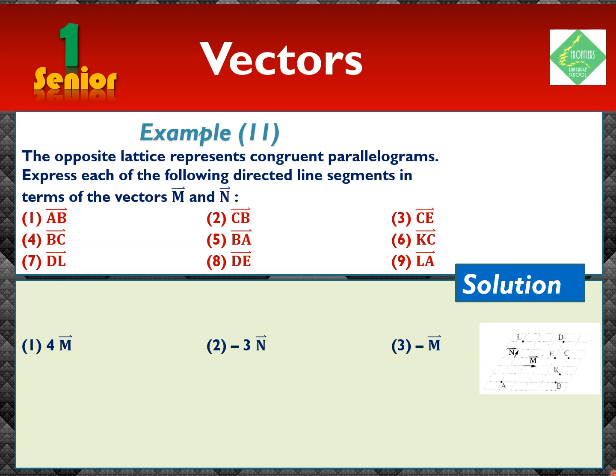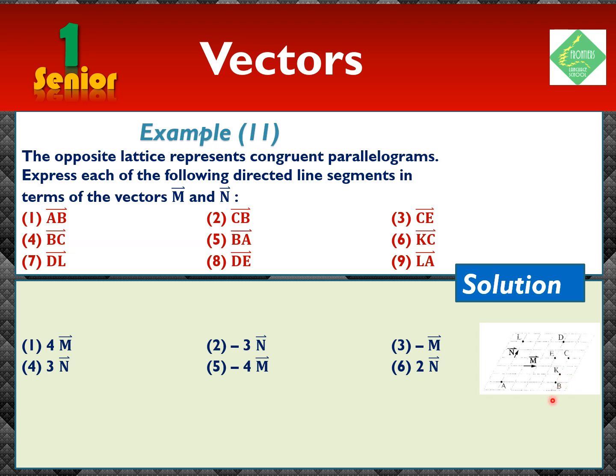So AB, A to B, I will move to the right by 1, 2, 3, and 4, so it equals 4m. CB, I will move downwards how many parts? 3. So it will be -3n. Why negative? Because it moves downward, opposite to n. CE is -m.